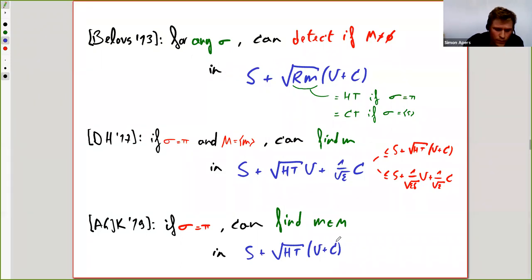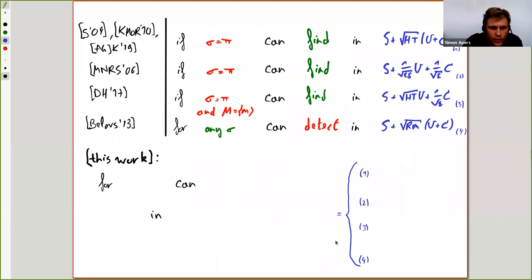Okay, so I can summarize these different results in this picture. Where we have, like I said, Szegedy, and then there's these sort of improvements on his results. And then there's a bunch of them that ask that you start from a stationary distribution, and there's only Belovs' result which shows you can start from an arbitrary distribution.